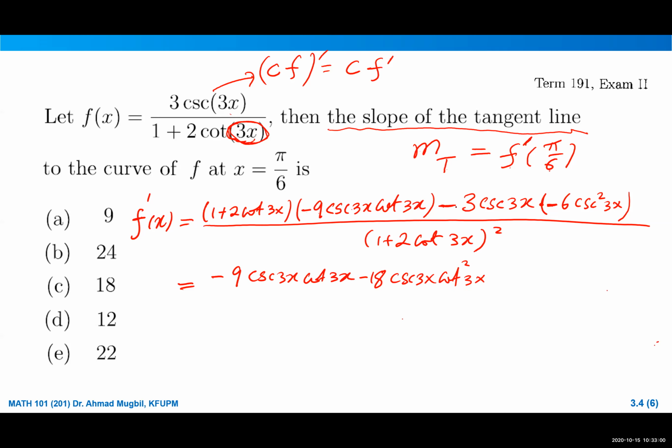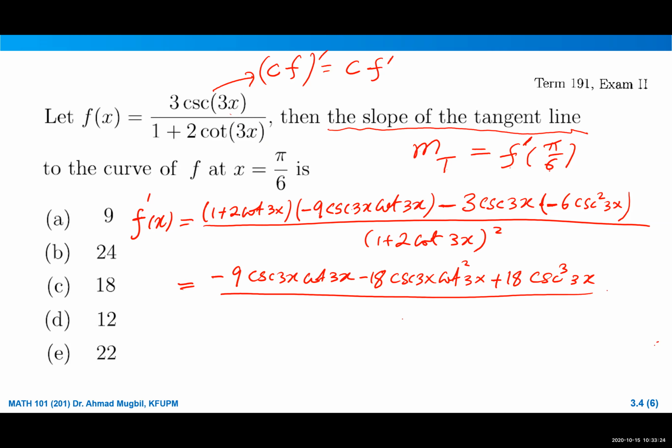Correct me if I'm wrong, ya shabab. This should be plus. Doctor, you forgot about 1 plus 2 cotan 3x. The inner function, aren't we supposed to make it 3 because we differentiated? Yes, we did. We differentiated. Where is it? We don't have 3x.